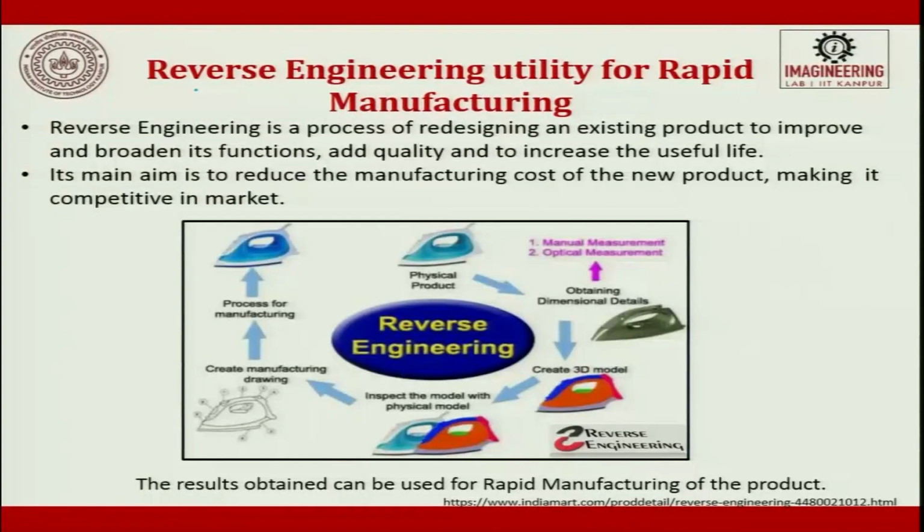The next important thing: we have been going in the forward route, where we have points, points to lines, lines to surface, surface to solid. The other way is also possible. We do reverse engineering of an existing object and try to develop either the same or the negative of it. So, reverse engineering is a utility for rapid manufacturing. Reverse engineering is a process of redesigning an existing product to improve and broaden its function, add quality and increase the useful life.